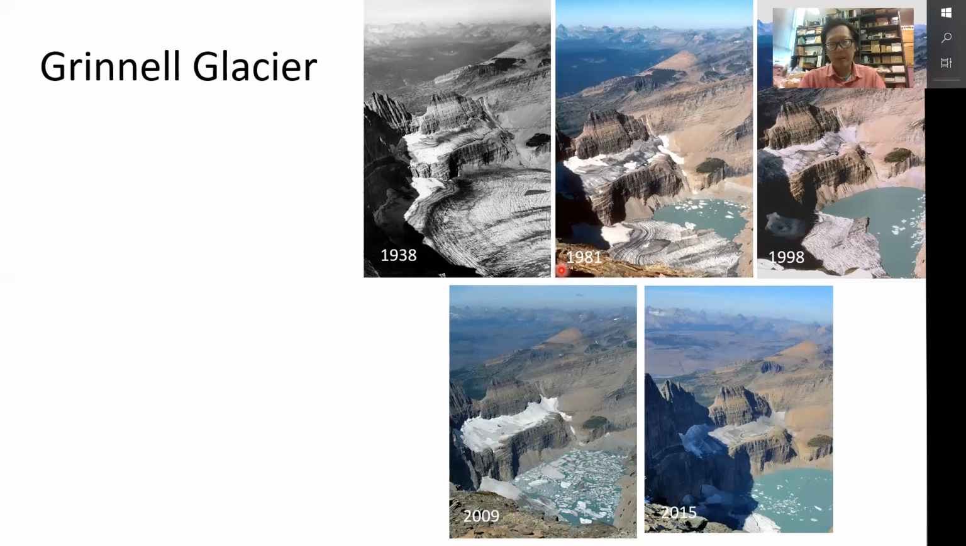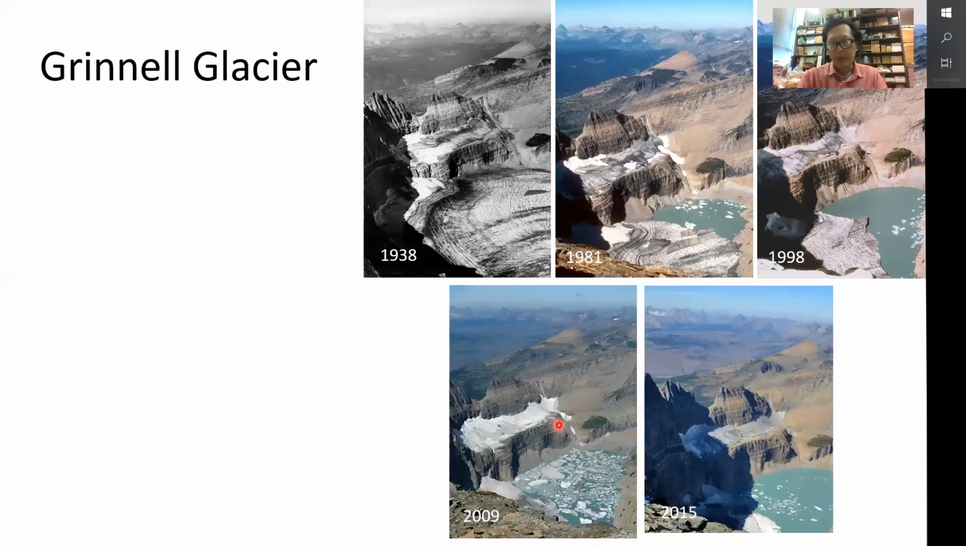And now this is a time lapse of Grinnell Glacier, and you can see here in 1938, you had that, and this was all ice too. 1981, this glacier has retreated, and now you have a glacial lake. 1998, here you are again, the glacial lake is getting bigger. 2009, the Grinnell Glacier has really shrunk, and all you've got is this part here. 2015, it's just about gone, okay?